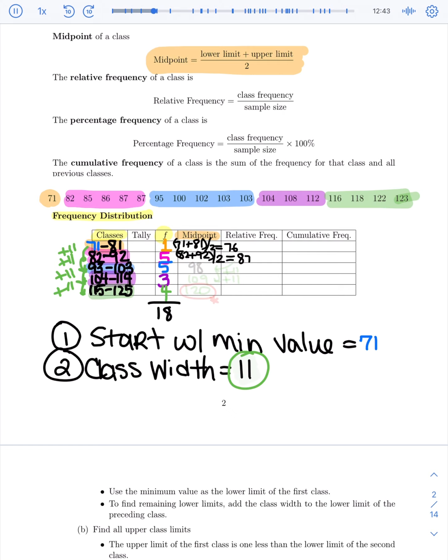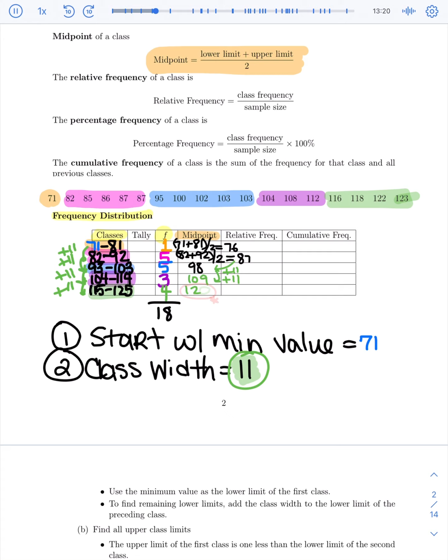And I already know what the next one's going to be. It's going to be 98 without any work. How did I come up with 98 without doing any work? Well, that's the trick: using your class width when you can. Once I've got one of the midpoints, I can use the class width each and every time, and add 11. So what would the next one be? Adding 11 again would be, let's see, 109. And the last one would be 120.